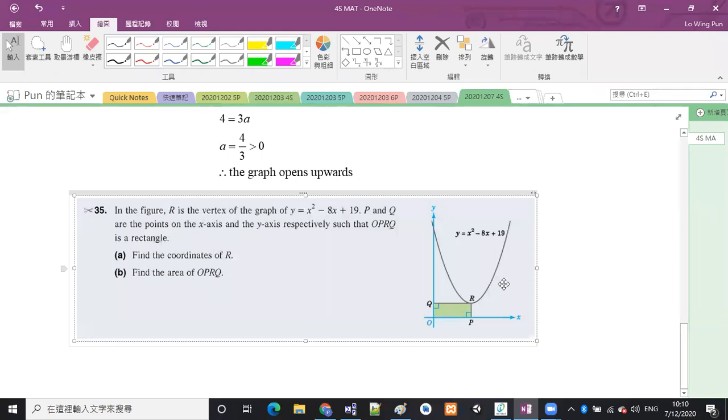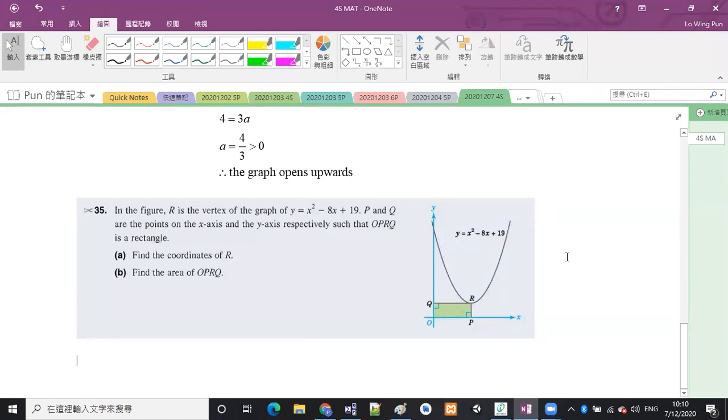R is the vertex of the graph of y equals x squared minus 8x plus 19. P and Q are the points on the x-axis and y-axis respectively, such that OPRQ is a rectangle. Find the coordinates of R. Okay, so this one is straightforward. R is the vertex, and we have the equation of the function in ABC form. So what we need to do is to change the equation from ABC form to AHK form.